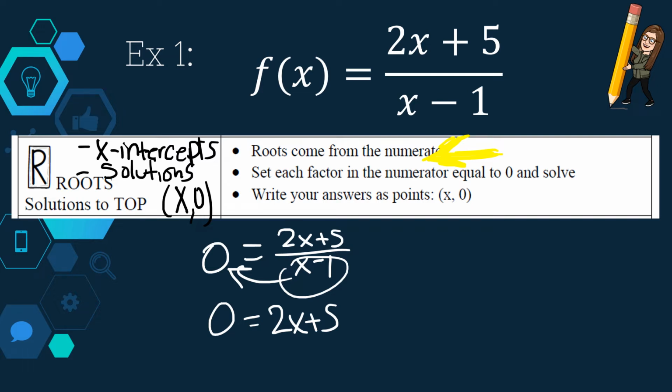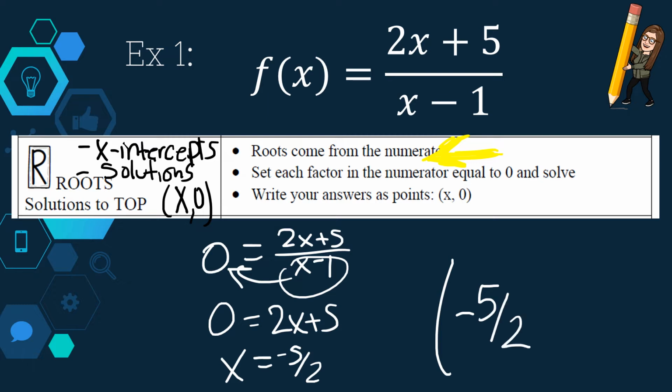So we're going to subtract 5, divide by 2, so I'm going to have negative 5 halves, but it's a point. It's an x-intercept. So do not write it as x equals. You write it as a point.